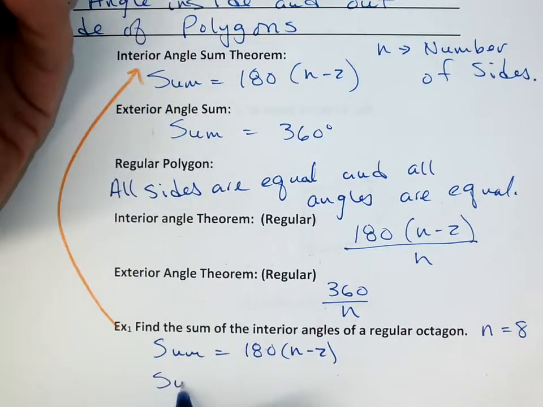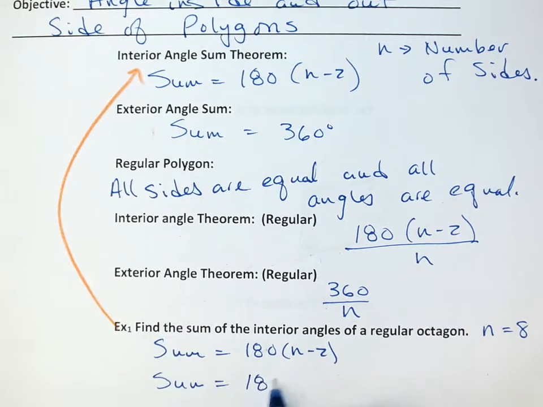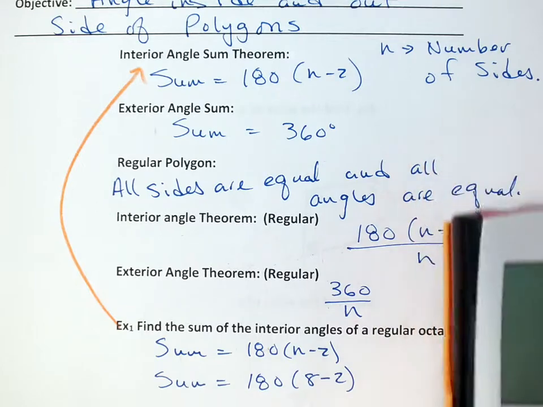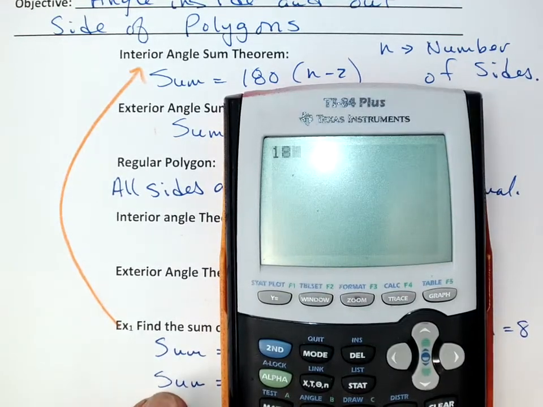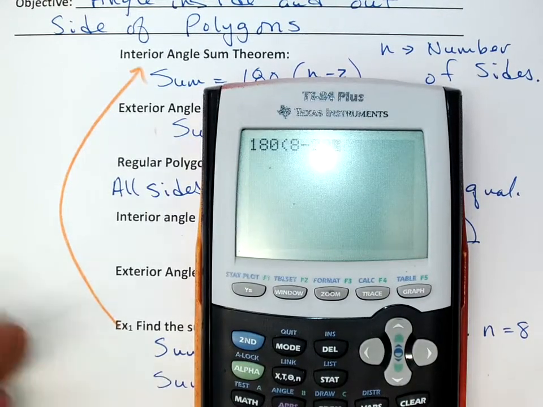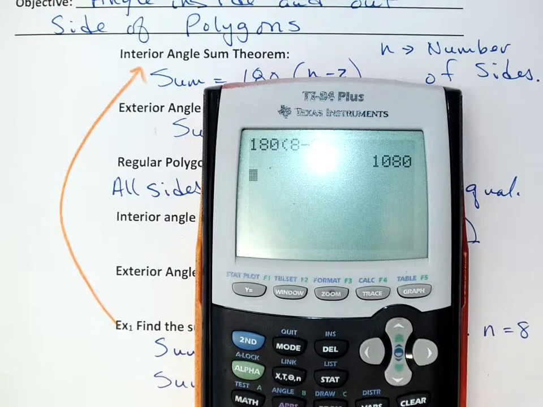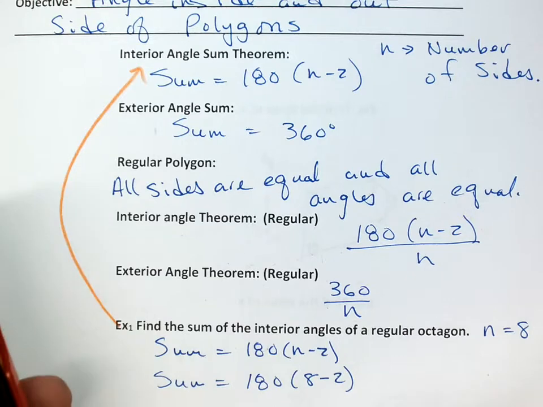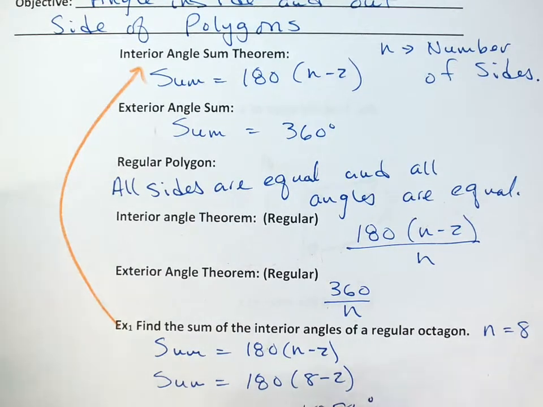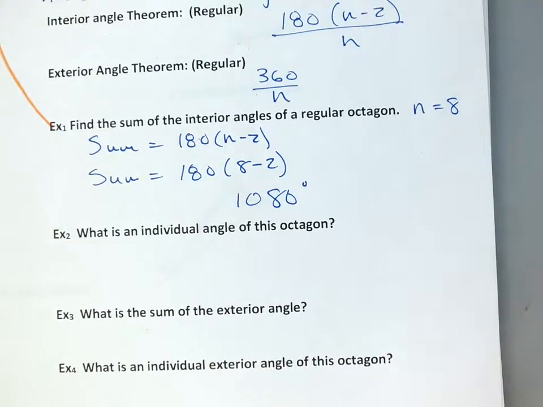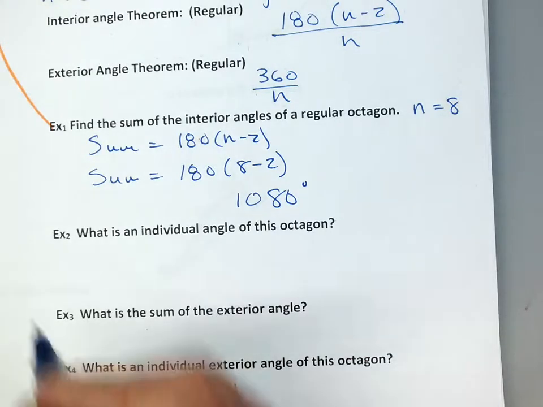I'll get the sum is equal to 180 times 8 minus 2, which is 180 times 6, right? So I just use my calculator, 180 times parentheses 8 minus 2, right? And I get an answer of 1,080. Now it seems like a lot, but you're adding all of the angles all the way around. So it's 1080 degrees. Simple? Super easy. All you're going to do is use the correct formula. Thumbs up?